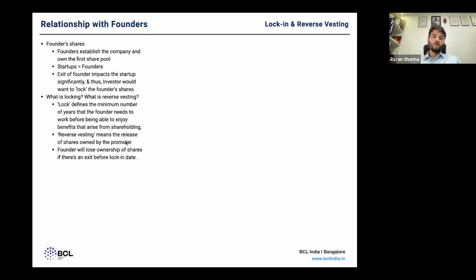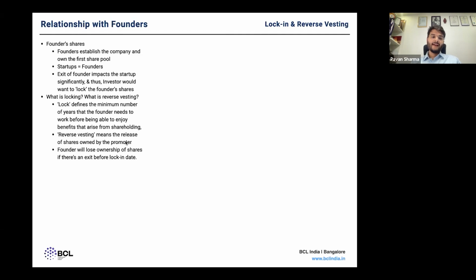Because then the investor would naturally ask, why did you bring me into the picture if you were to leave? So the lock-in clause says that the founder cannot exit the company till such time the investor is in the company. So the first right to exit the company is of the investor. They should be able to sell their shares first, and only thereafter would the founder be able to sell their shares.